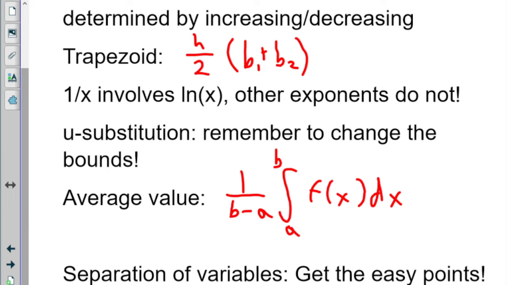Average value of a function, make sure this is one that you should absolutely just know. 1 over b minus a times the integral from a to b. Remember, that's as opposed to average rate of change, which is f of b minus f of a over b minus a.